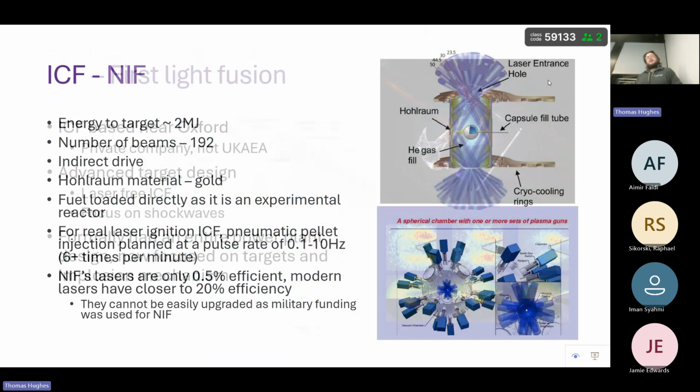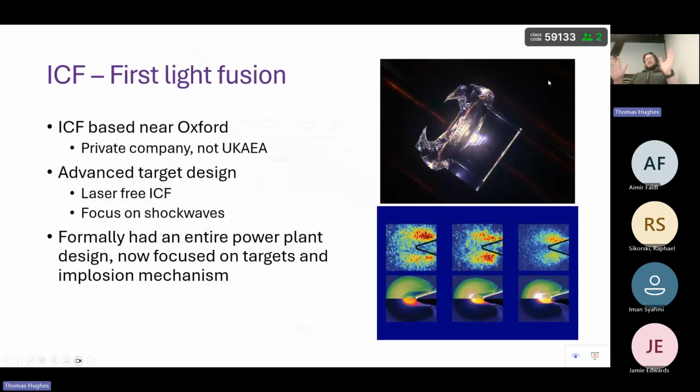The next one. ICF is crazy because there are so many different ways of doing it. So I've just picked 3 examples. NIF is the most standard, and I've got 2 other ones which are a bit weirder. So it's based near Oxford. It's a private company, so it's not the UKAEA. They focused on advanced target design, the target being your pellet.